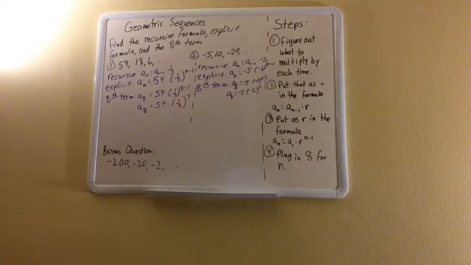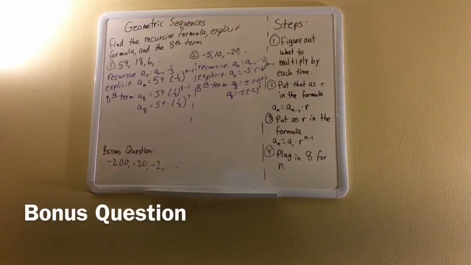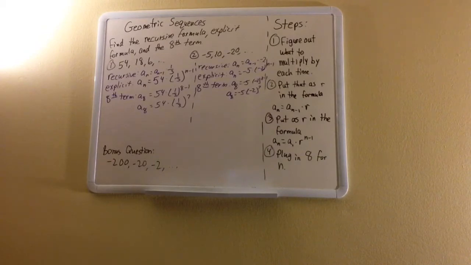Okay, below you can see the bonus questions there. So remember, the first thing you need to do is figure out what you're multiplying by to get the next number. Then you're going to do the recursive part using that recursive formula that we have right there. And then you're going to do the explicit formula. And then lastly, I still want you to find the 8th term. So we're still using the number 8 for the 8th term. All right, good luck.